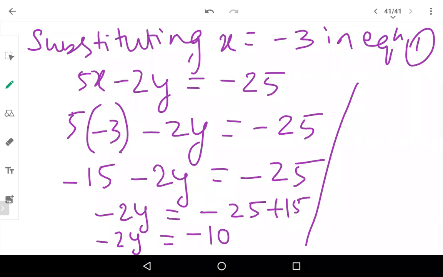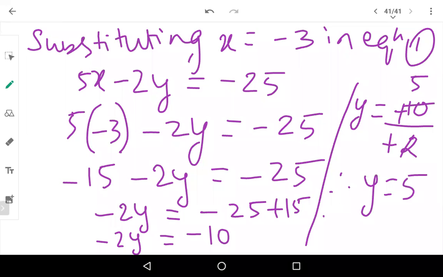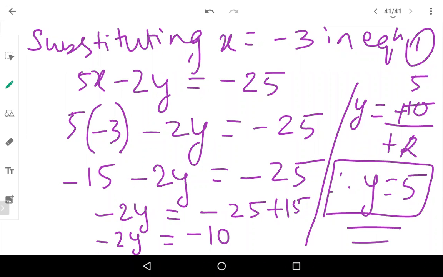You get minus 10. Next. So y is equal to minus 10 divided by minus 2. Now here I can cancel both the minus. So 2 ones are 2, 2 fives are 10. Therefore, y is equal to 5. Everybody got the same answer?